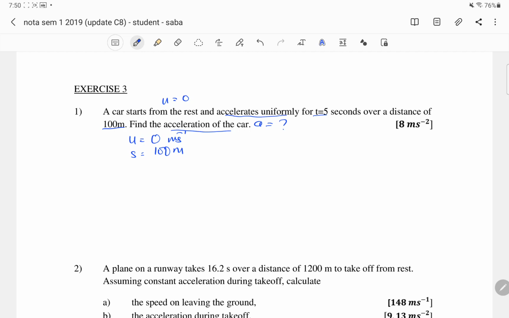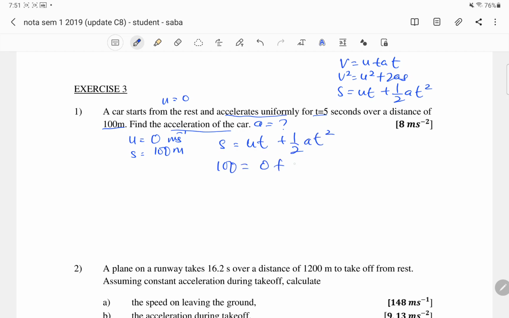So we list the formulas that we have: v equal to u plus at, v squared equal to u squared plus 2as, s equal to ut plus half at squared. Okay, so from these three formulas, you can use equation number 3, which is s equal to ut plus half at squared. So s is 100, equals 0 plus half a t squared. You want to know a, so your a should be 8 meter per second squared.